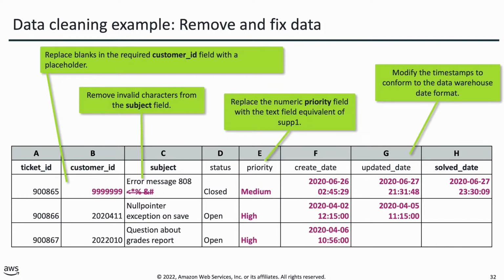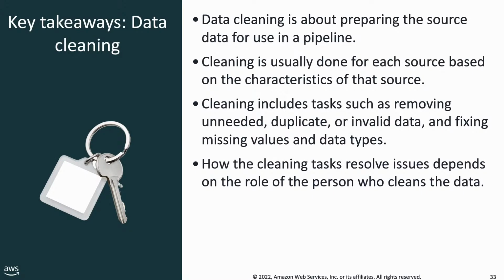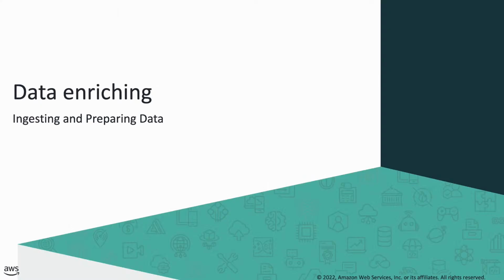I mean, there's really no end to the kind of problems that happen with data cleaning. So really the takeaway here is that data cleaning is about preparing raw data for use in a pipeline, and cleaning is done per source, and there's going to be things like removing duplicates, fixing values, adjusting data types.